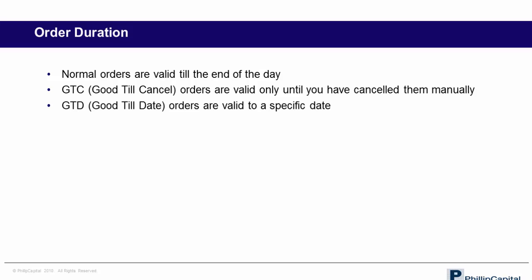Lastly, let's talk about order durations. From the platform, you'll be able to see there are several types of orders: GTC, GTD, and so on and so forth. For a limit or stop order without indication, it means that the orders are valid only until the end of the day. If you wish for your order to be kept going on, please use the GTC order or good till cancel order. This means that the order is valid until you have cancelled them manually.